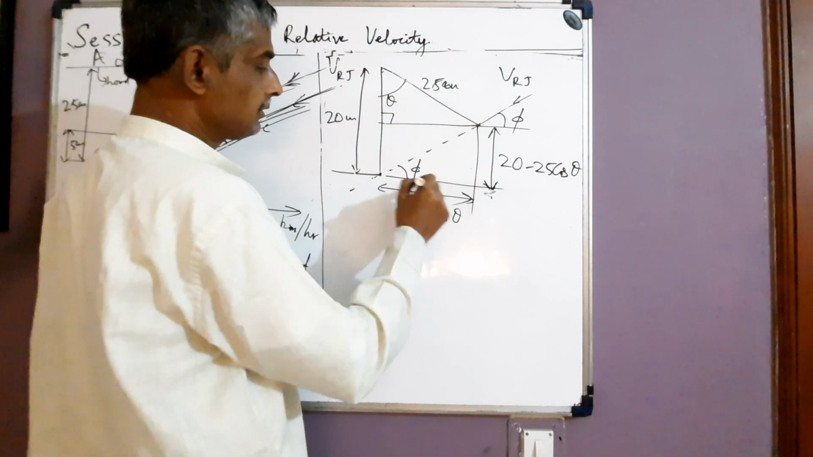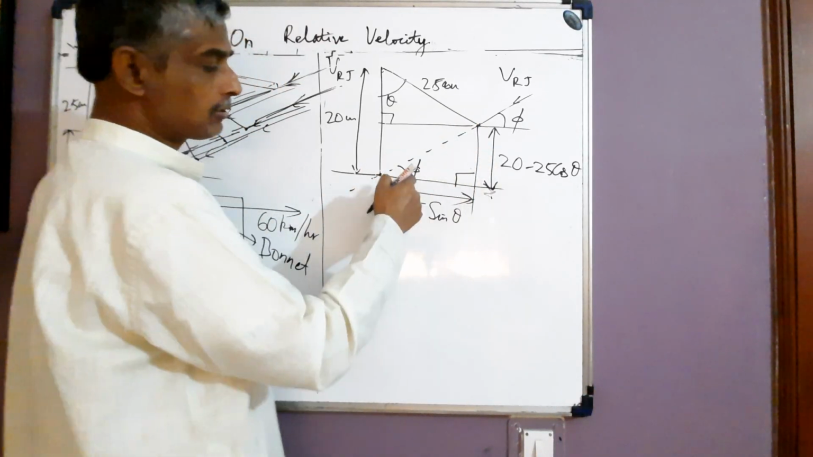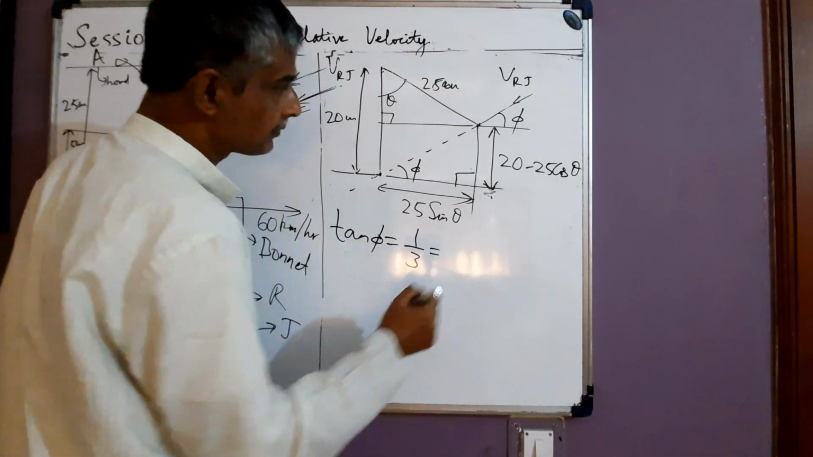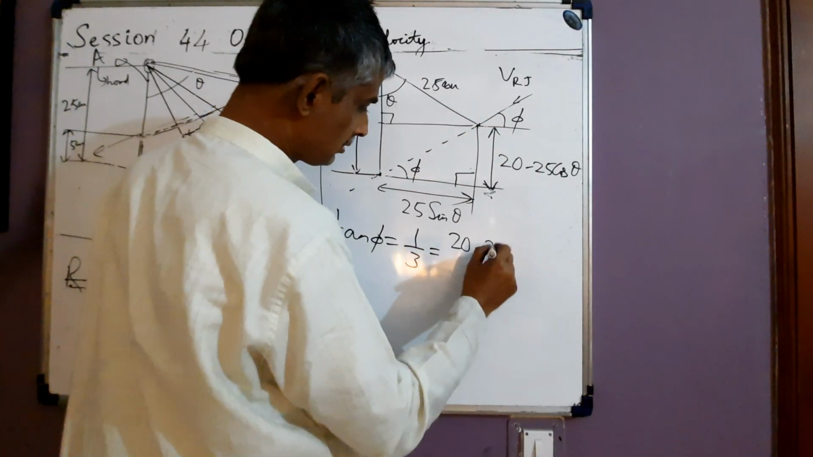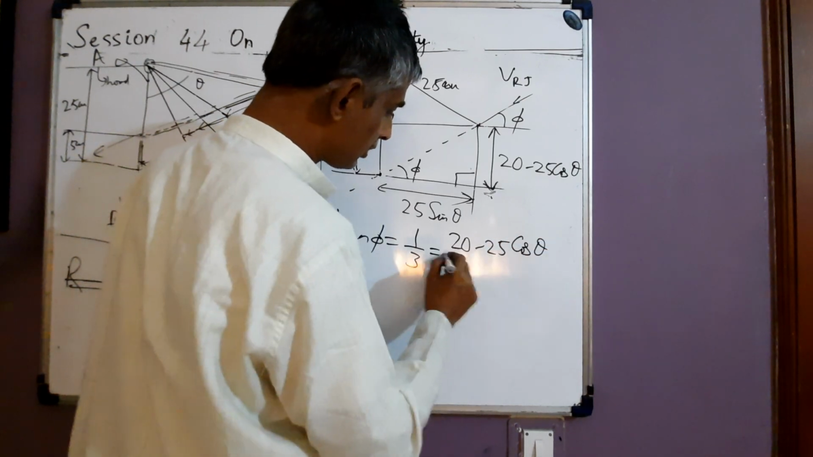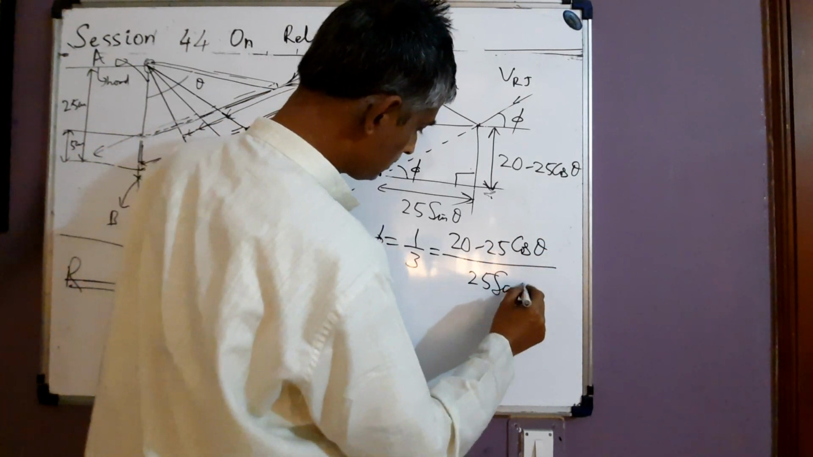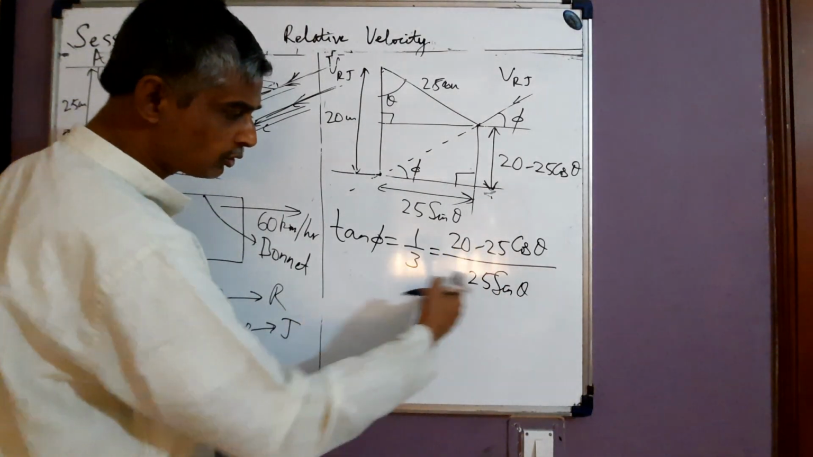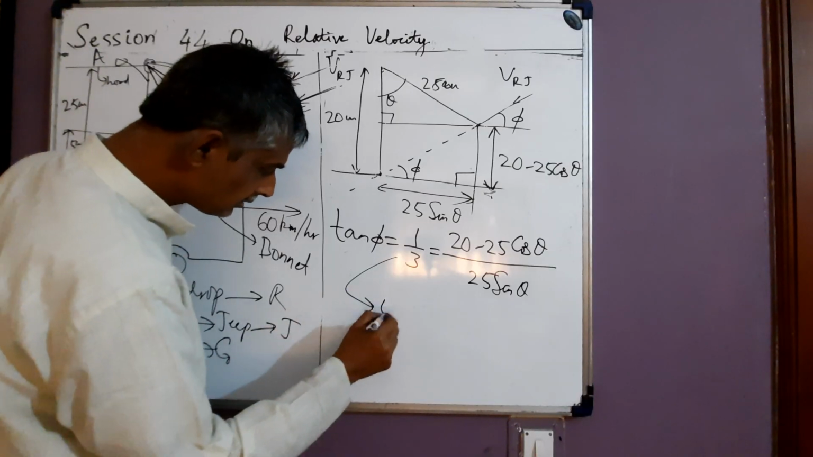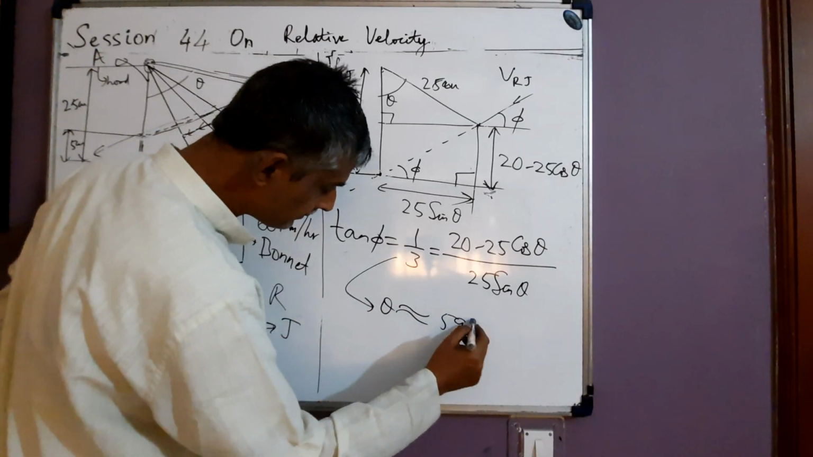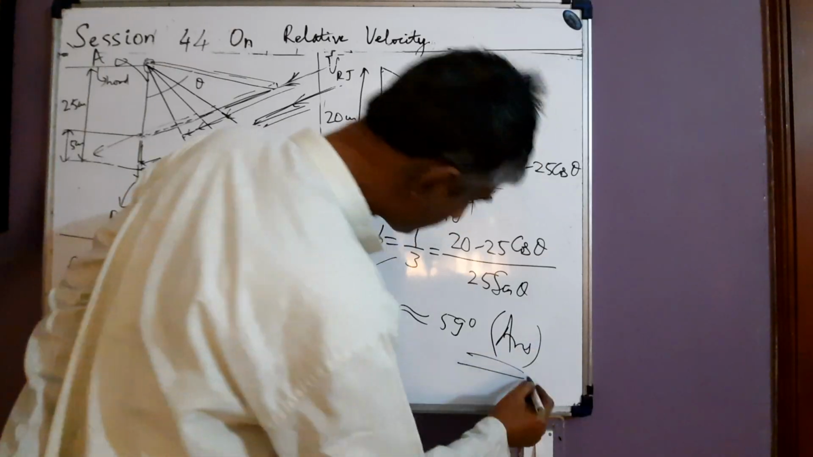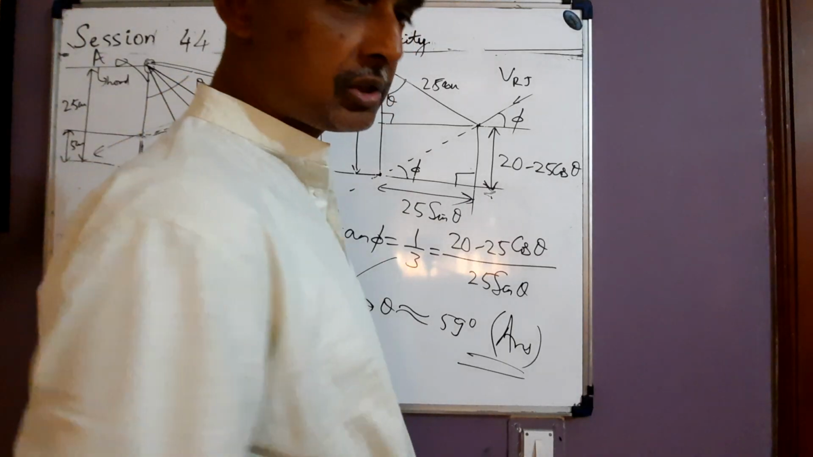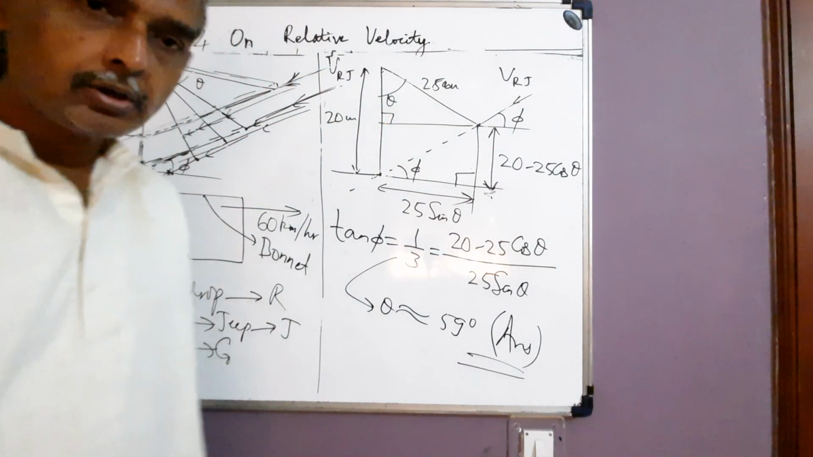This is phi, this is also phi. This is a right angle triangle. This by this equals tan phi. Tan phi has been found to be 1 by 3. This is equal to 20 minus 25 cos theta by 25 sin theta. Fine. So from this you can solve this equation in theta. This is a trigonometric equation in theta. On solving this, theta roughly comes out to be around 59 degree. This will be the required answer. I hope it is clear. So theta is roughly 59 degrees. Alright, fine.